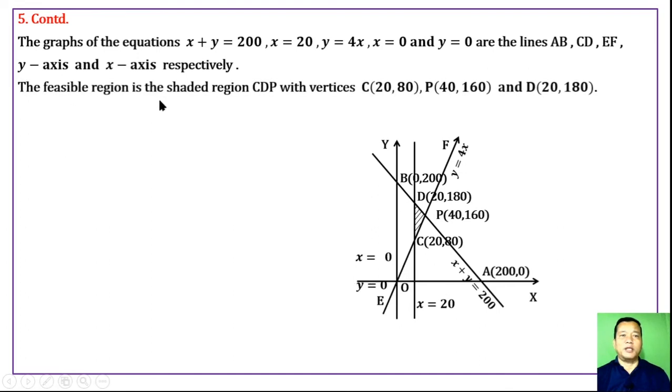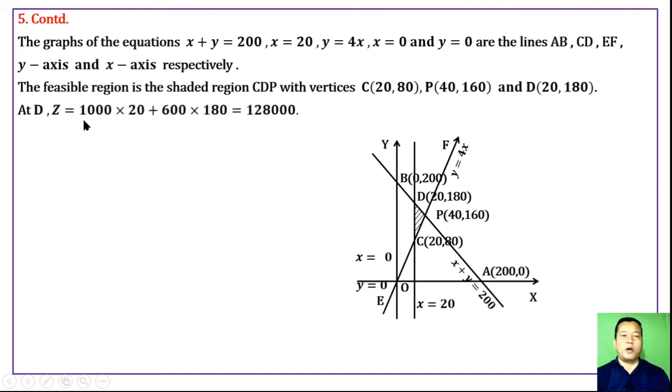The feasible region is the shaded region CDP. CDP is the shaded feasible region with vertices C, D, and P. Solve the lines and their equations. Solving y equal to 4x and x equal to 20 gives the C coordinate. Solving the P coordinate line with y equal to 4x and x plus y equal to 200, we get 40, 160, and the D coordinate is 20, 180.